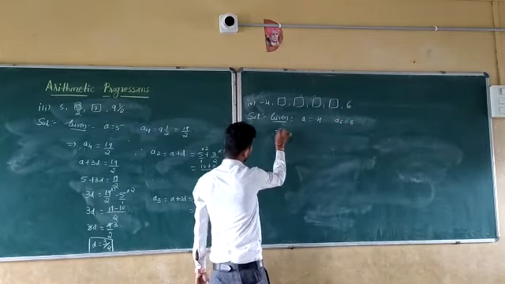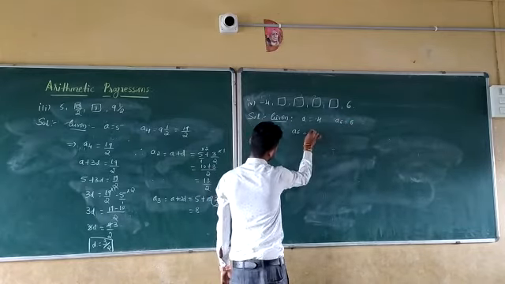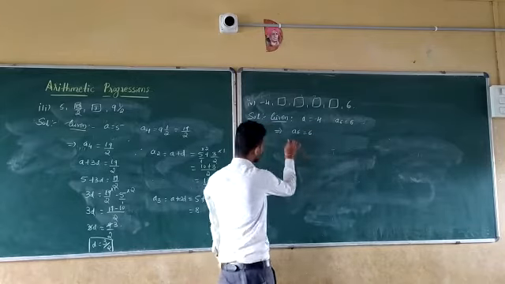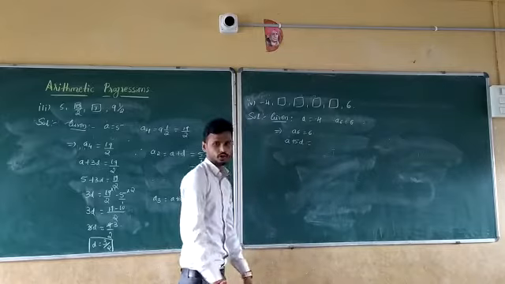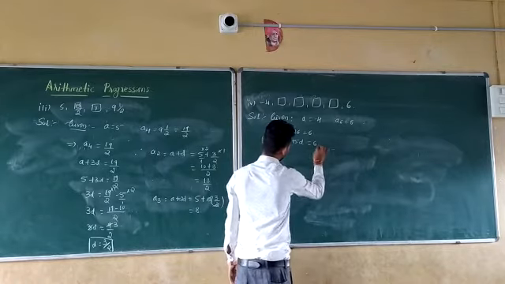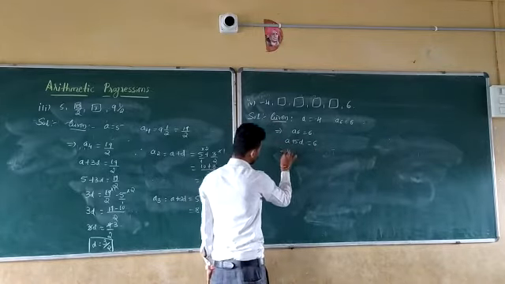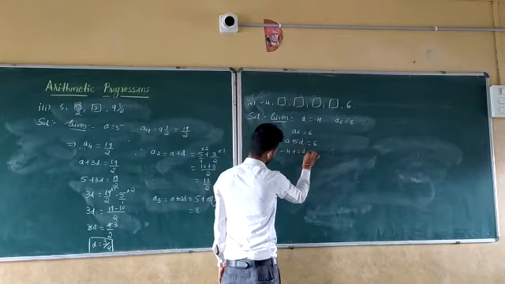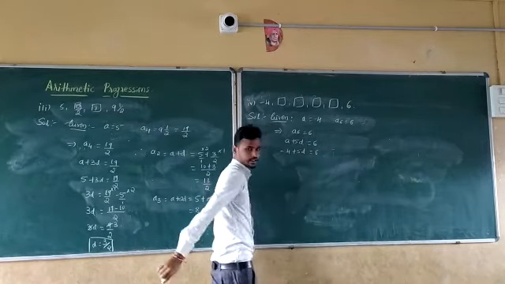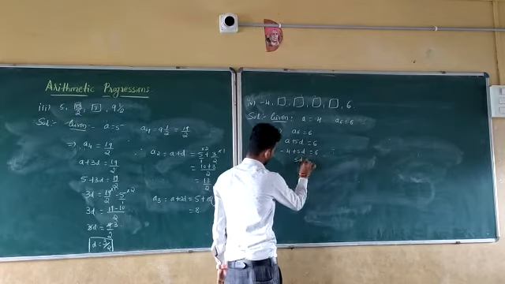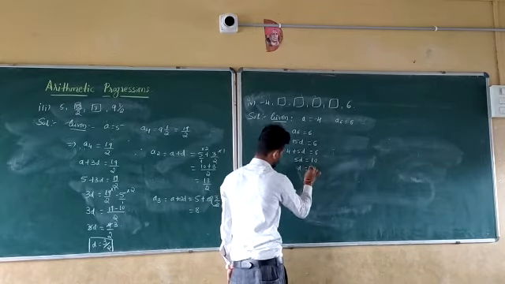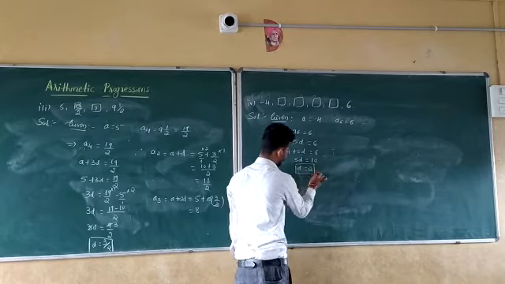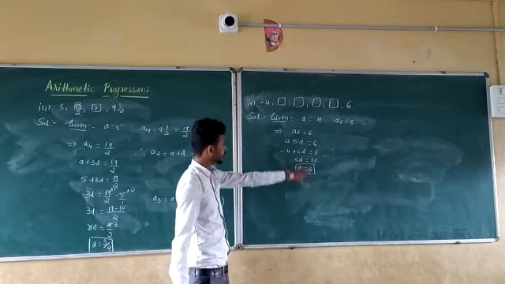So now what can we write? Since a6 is equal to 6, a6 we can write as A plus 5d, which is equal to 6. A is minus 4, plus 5d, equal to 6. So 5d is equal to 6 plus 4, 10. So d is equal to 10 by 5, 2. So A is minus 4 and d is 2.